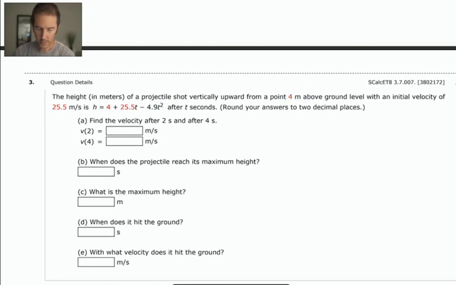Ground level, initial velocity, 25.5 meters per second. You can bet that this 25.5 and this 25.5 are the same. That's your height function after 2 seconds. Height is the same thing as saying position. So in order to find the velocity after 2 seconds and 4 seconds, you'll need to take the derivative of your height function. So v of t will equal dh over dt, the derivative of your height equation. You'll have to plug in a 2 and a 4 for t once you get that derivative. All right, so that'll be your two velocities.